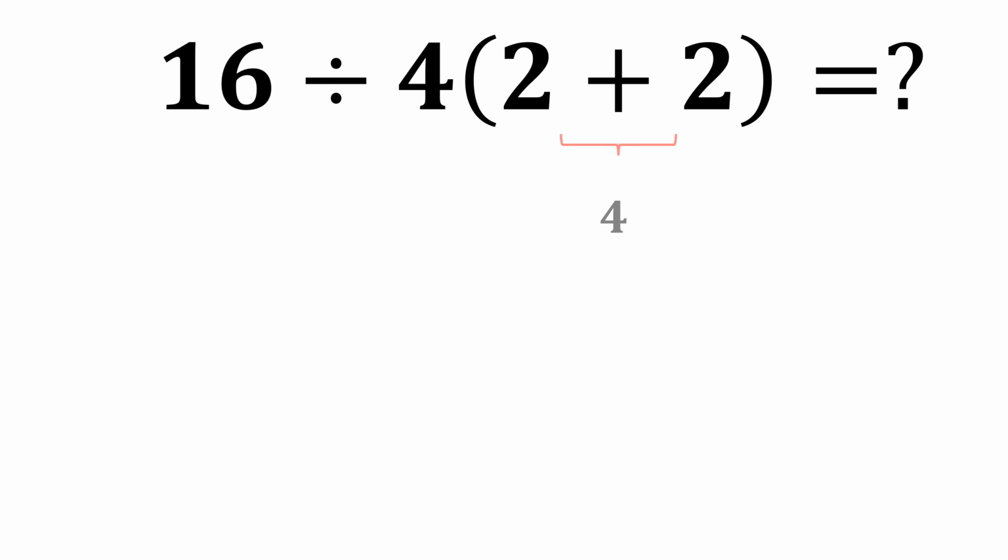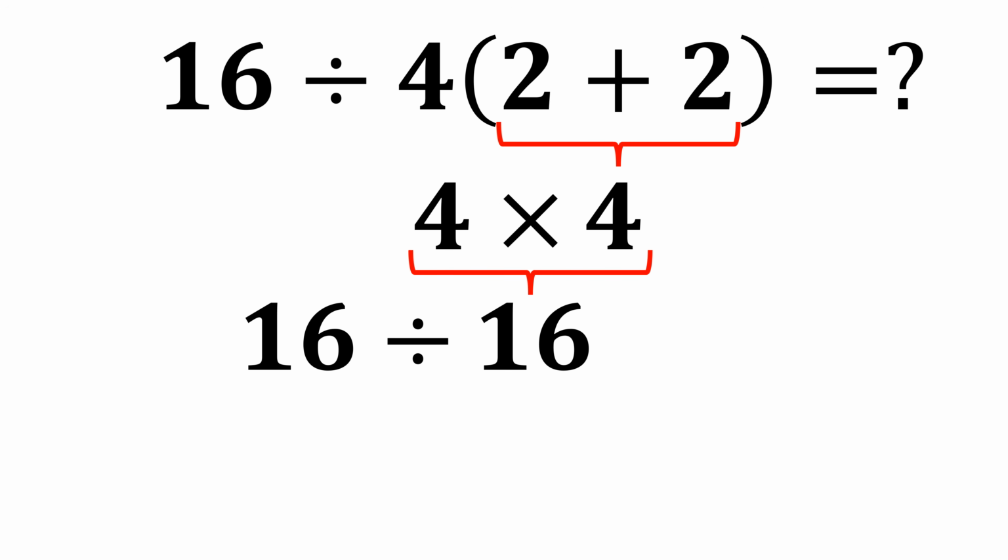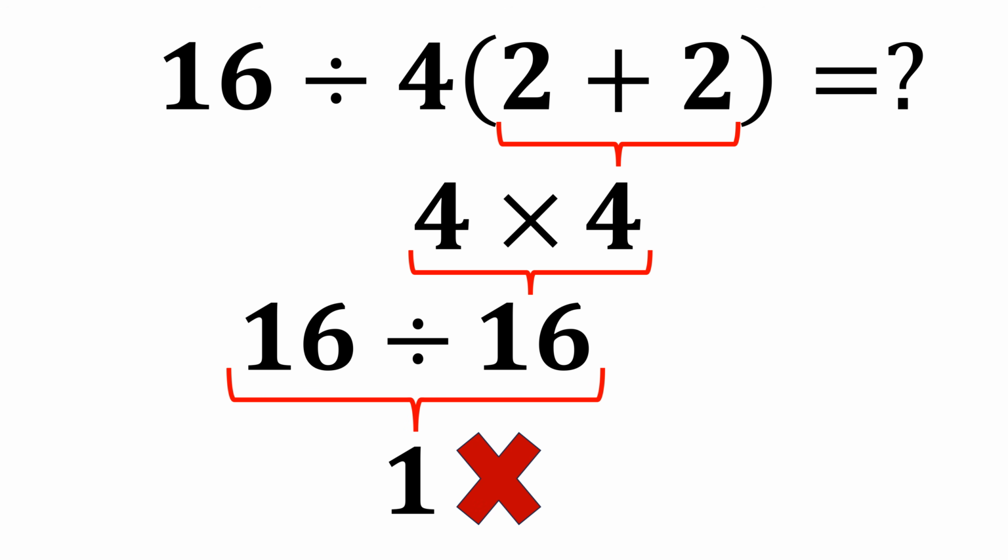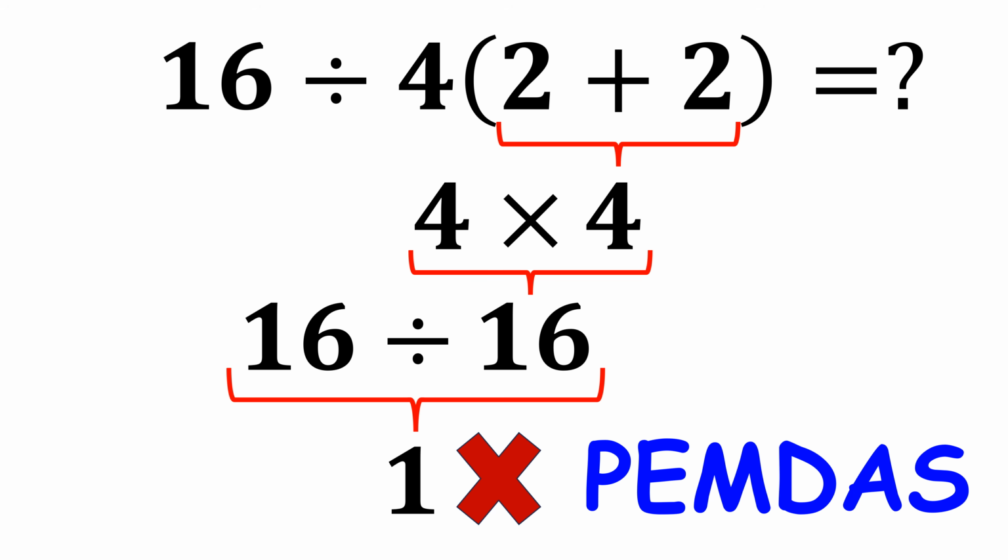2 plus 2 is 4. And 4 times 4 is 16, and as a result, 16 divided by 16 is 1. But this answer is not correct because we didn't follow the order of operations.